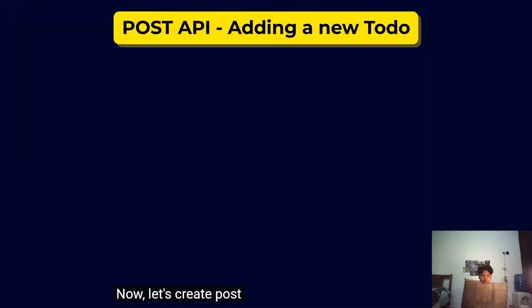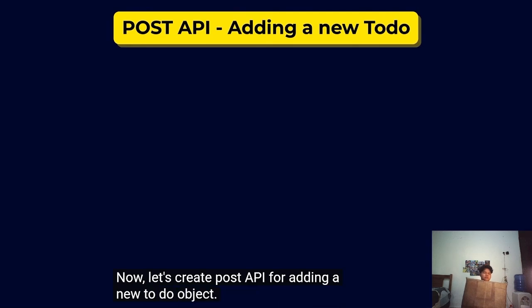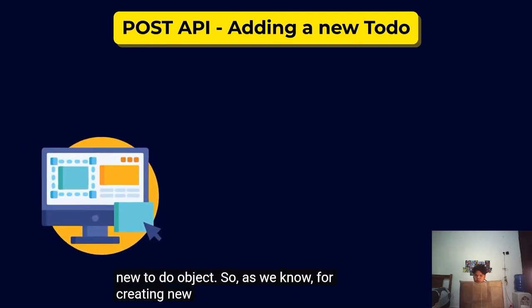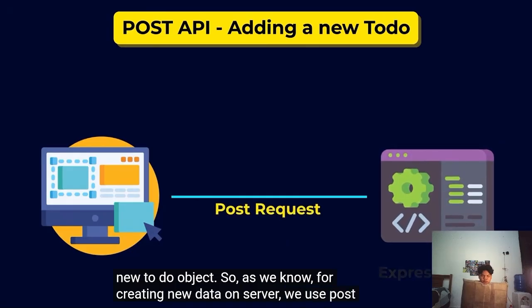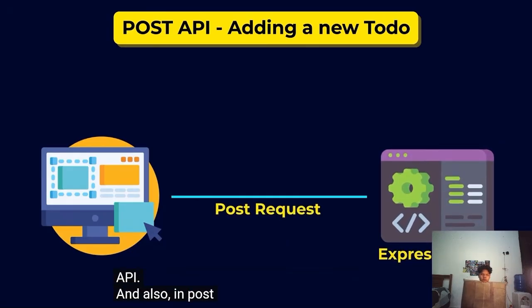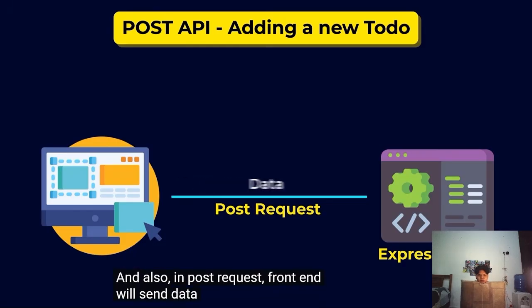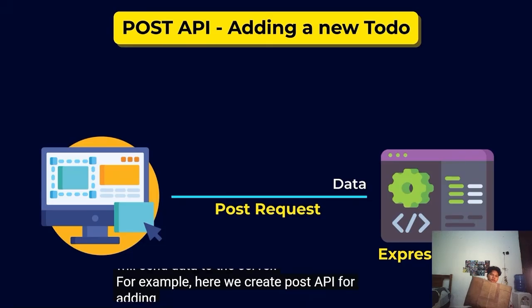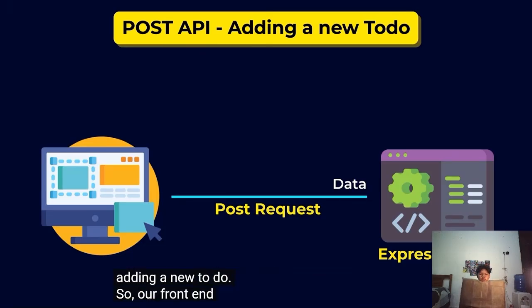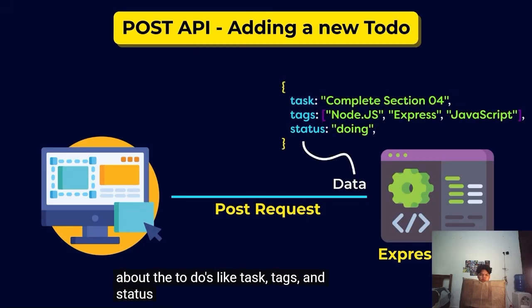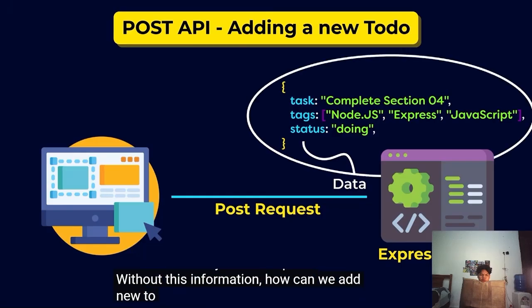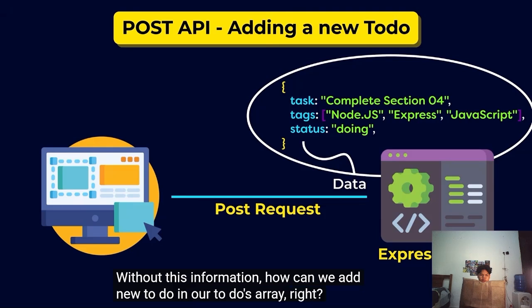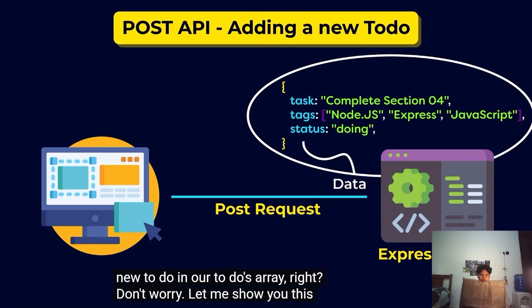Now let's create a post API for adding a new to-do object. As we know, for creating new data on the server, we use a post API. And also in a post request, the frontend will send data to the server. For example, here we create a post API for adding a new to-do. So our frontend will send details about the to-do, like task, tags, and status, in the body of that request. Without this information, how can we add a new to-do in our to-dos array, right? Don't worry, let me show you this practically.